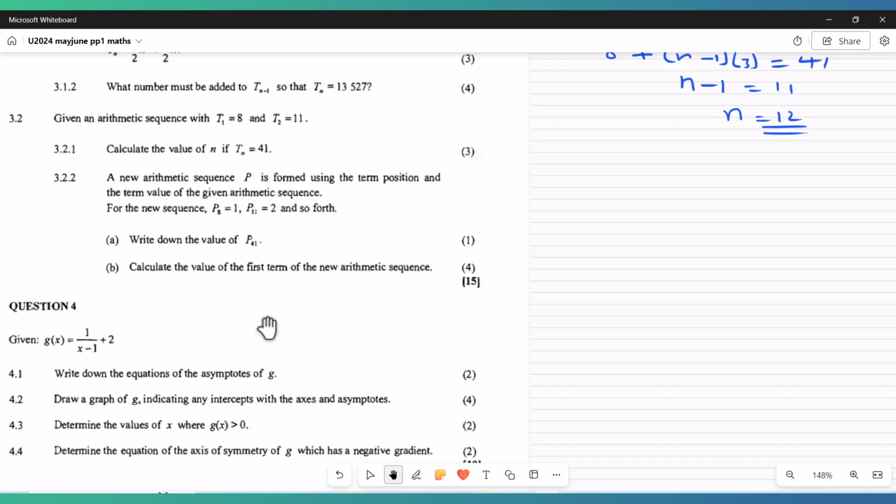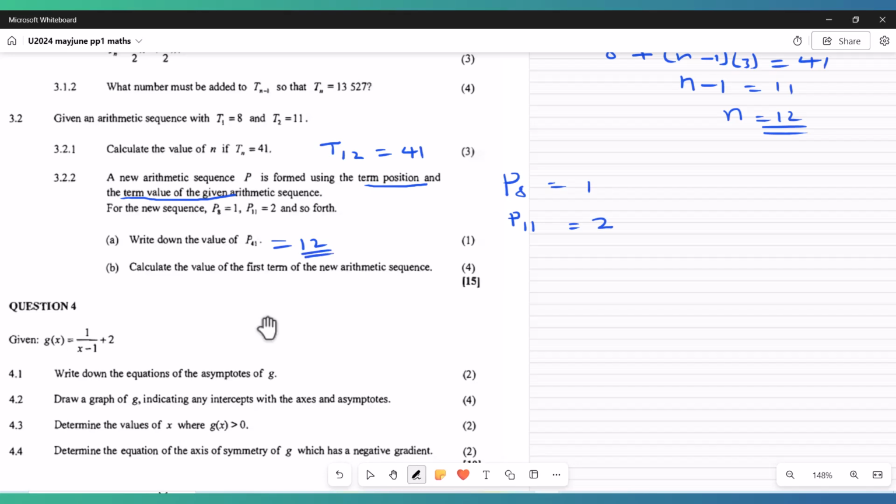Now this is very important here, please: using the term position and the term value of the given arithmetic sequence. For example, they have said that our P8 equals 1. Then our P11 equals 2. Now if you take what we had here, this was T12, right? Because we have from the previous one that T12 equals 41, which means here P41 equals 12.